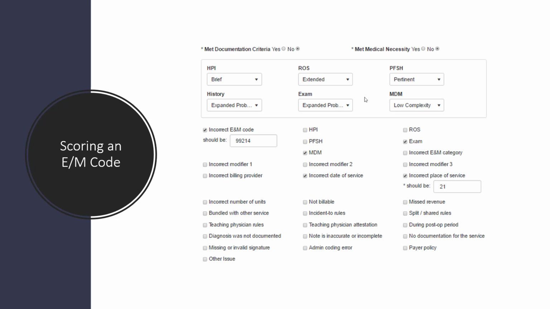So, let's say it was a 99214 and they do their audit. And these are all drop-downs. You can click on these and pick which of the levels it's supposed to be. And then you can add the codes in. So here, let's say it was a 215, and it was supposed to be a 214, and there were medical decision-making problems, and there was an incorrect date of service, and the place of service was wrong, and the exam was wrong. It's just somewhere where you can log all of the issues and the problems that you're having.